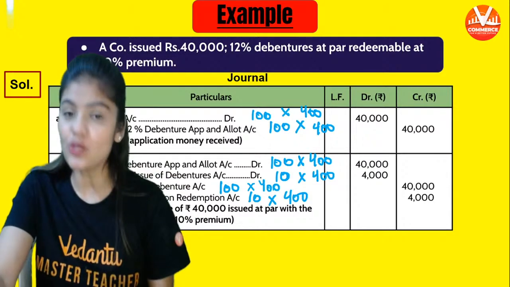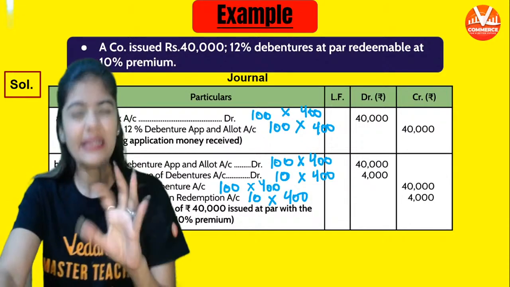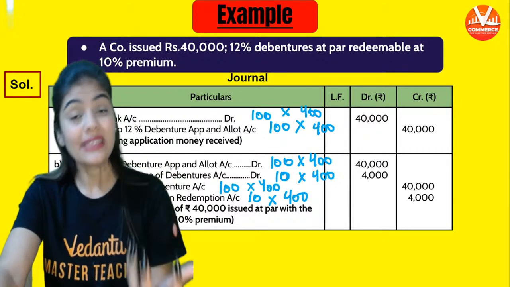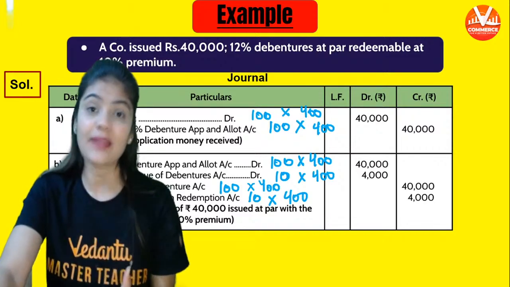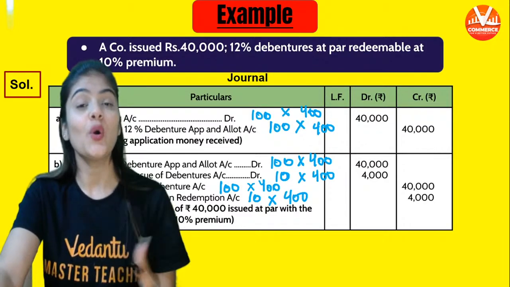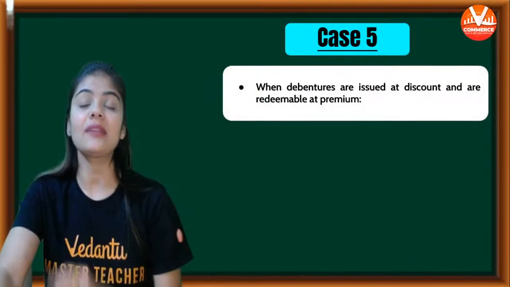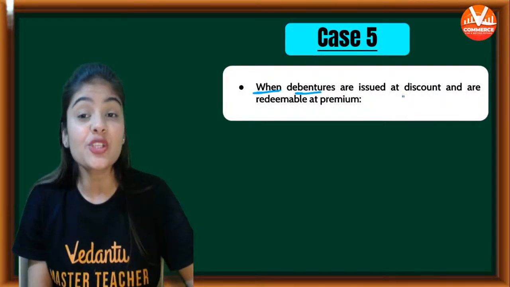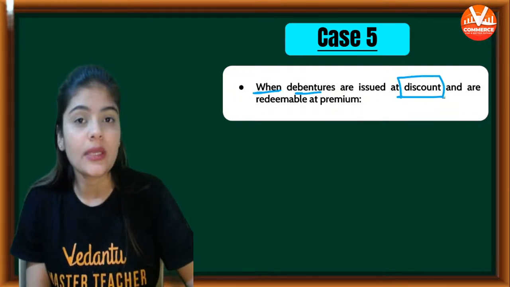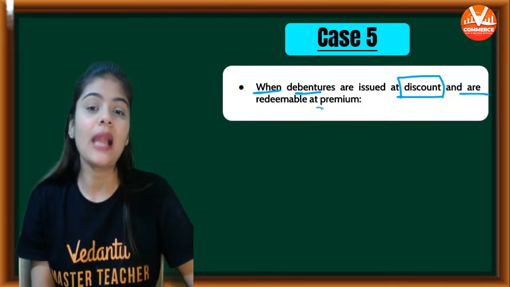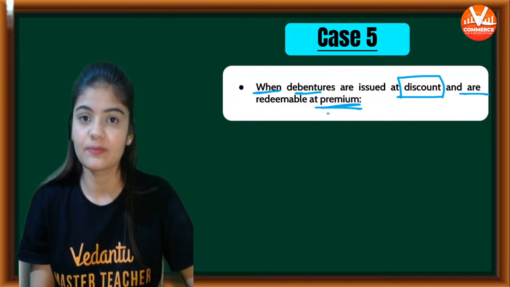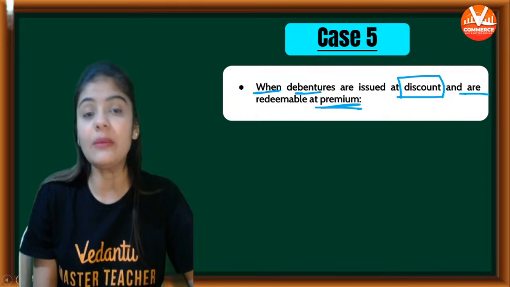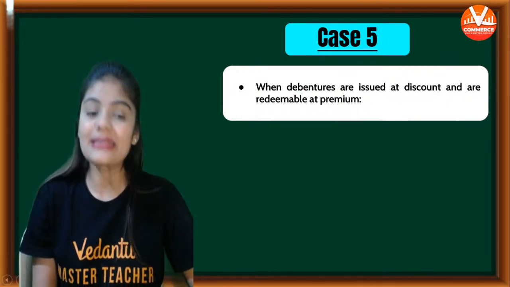Now the next 2 cases are a little bit tricky, so I would like you all to give your 100% attention. So the 5th case that we have is when debentures are issued at discount and they are redeemable at premium. Let's take an example first.